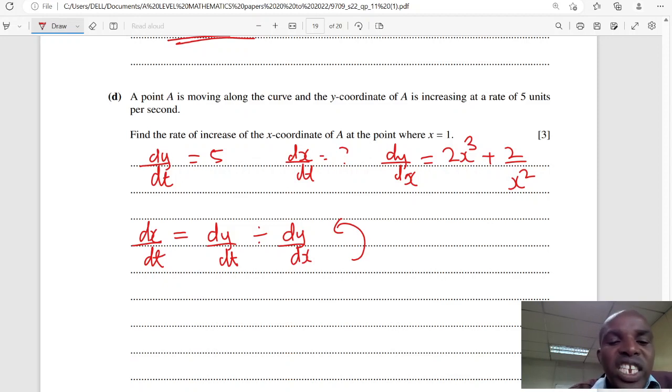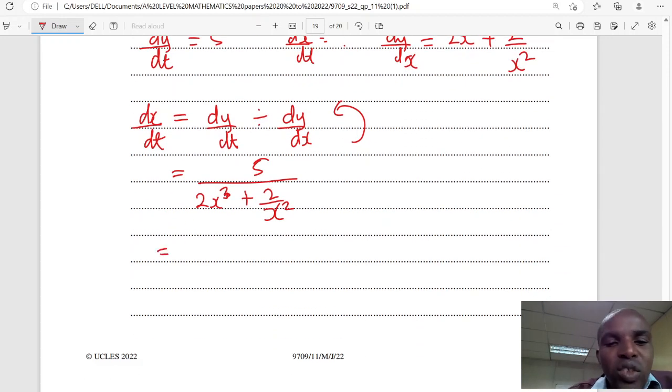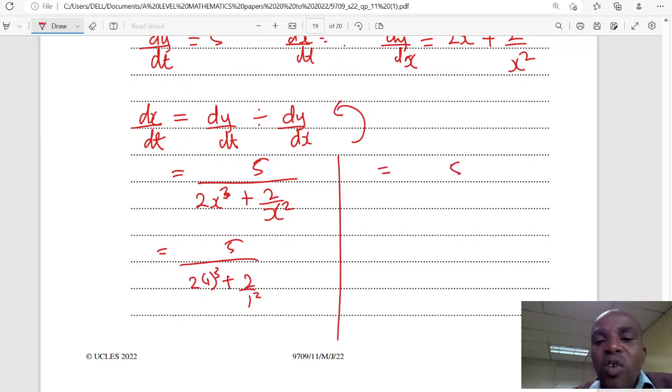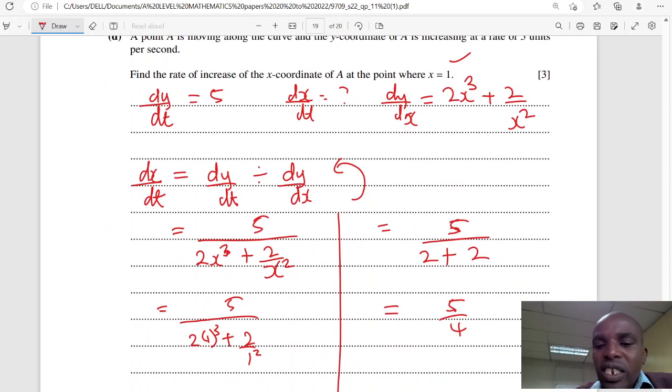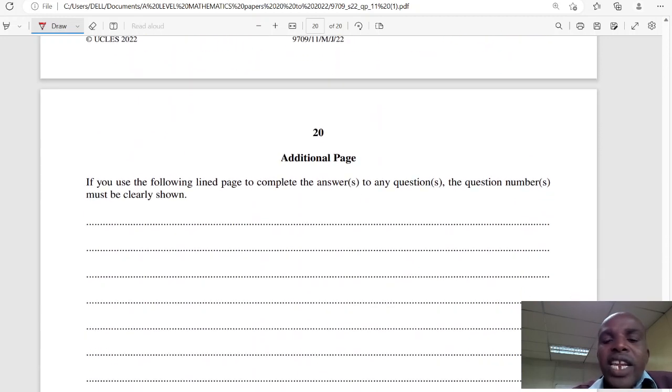dy will cancel out. So you can find dy/dt, which is 5, over dy/dx, that is 2x cubed plus 2 over x squared. So this will be your dx/dt. But at the instant when x equals 1, you now put x is equal to 1. So it will be 5 over 2(1 cubed) plus 2 over 1 squared. Then simplifying this further, you get 5 over 2 plus 2, so it will be 5 over 4. Done. So it's 5 over 4, then we can say units per second.